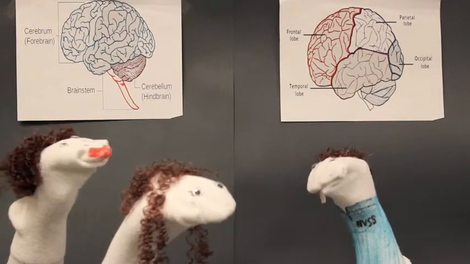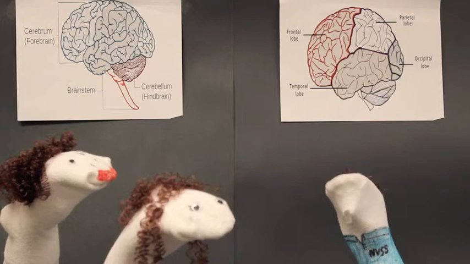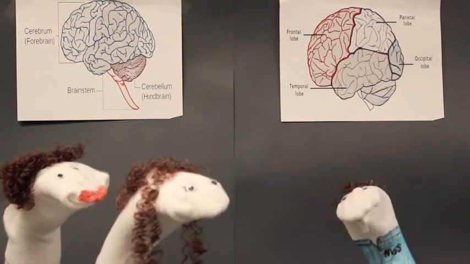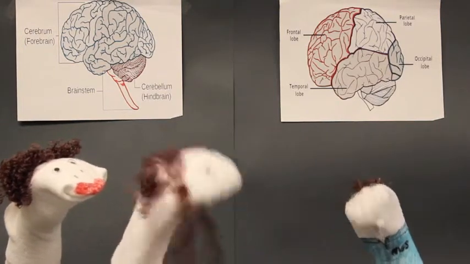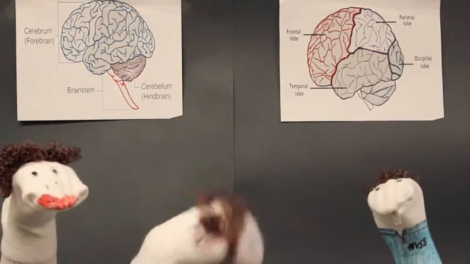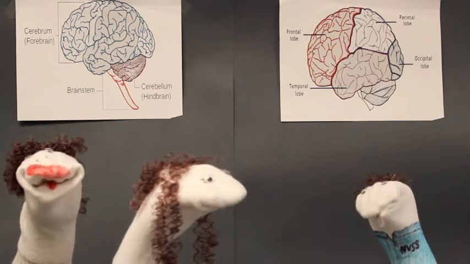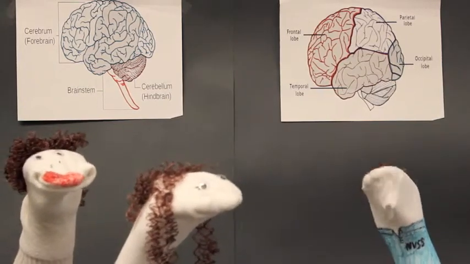Class. Today we're going to be learning about the brain. More specifically, the three parts of the brain, the four lobes of the cerebrum, and the spinal cord structure and function. First off, we'll start with the brain's three parts. Does anybody know what that would be?